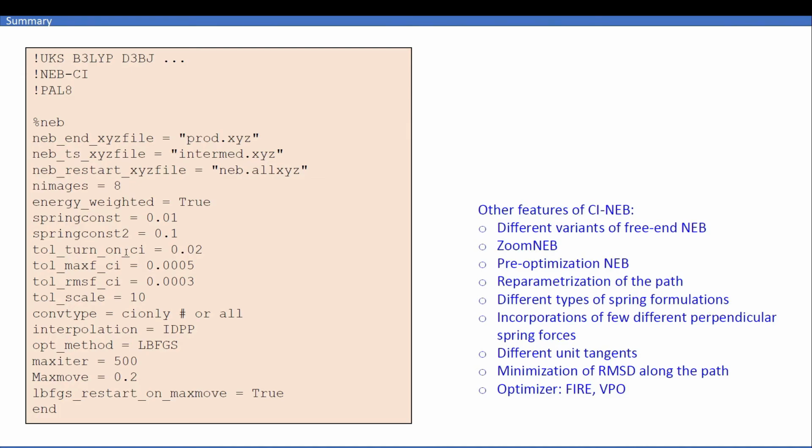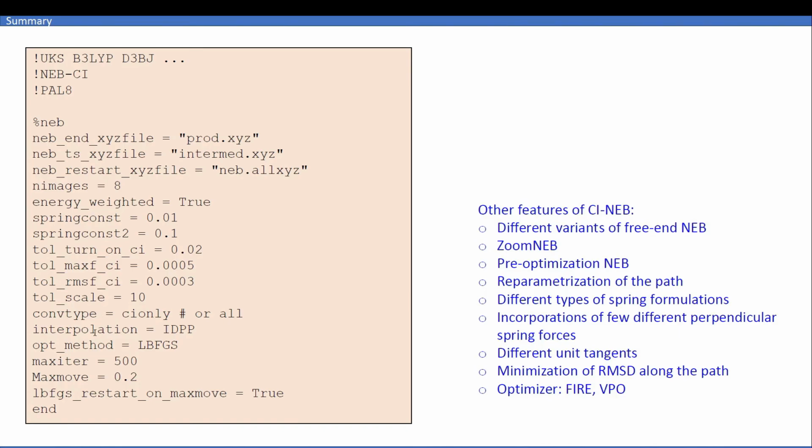Tol_turn_on_CI is a force threshold and instructs ORCA when to turn on the clamping image variant of NEB. Tol_max_FCI and Tol_RMS_FCI are the convergence thresholds for the CI-NEB and also for when to initiate a TS search in a NEB-TS job. Tol_scale determines the convergence thresholds for the other non-clamping images of the CI-NEB job. The convergence thresholds for these images get set as the threshold for the clamping image multiplied by the Tol_scale parameter. Conv_type instructs the NEB code whether to monitor the CI for convergence or all of the images.